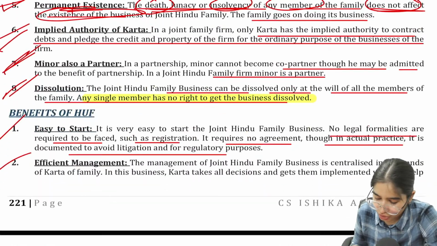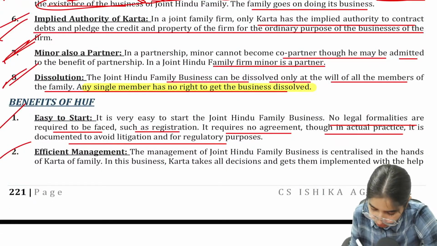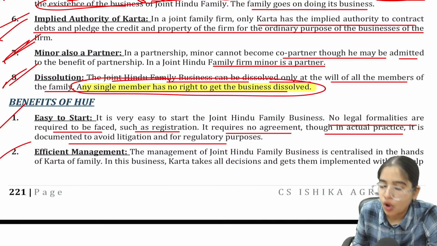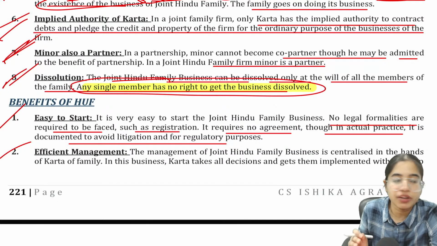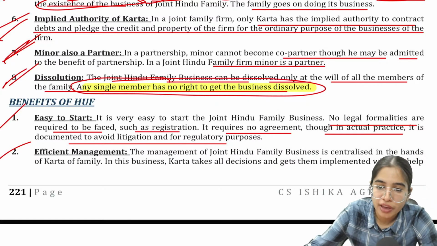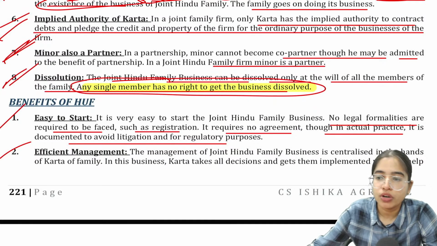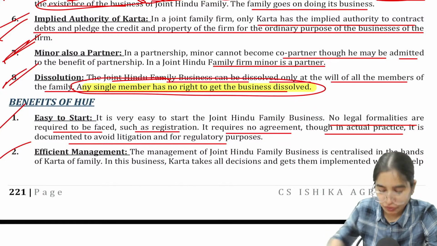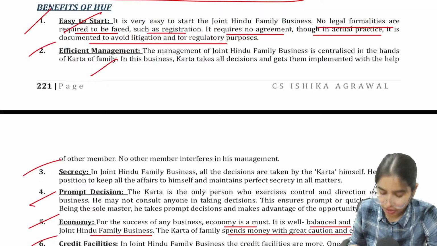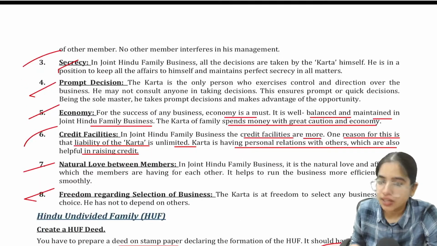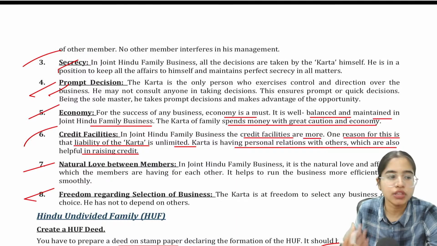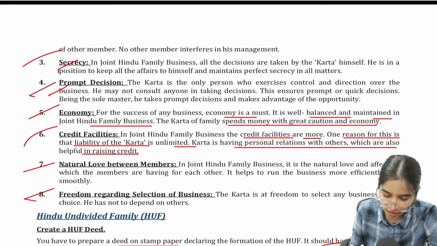Next is dissolution. If any single member wants to, can they dissolve the HUF? The answer is no. If any single member wants, they cannot dissolve the HUF. It can be dissolved only with the consent of all the members of the family. What are the benefits of HUF? Easy to start, efficient management. There is proper secrecy since only Karta manages the business. Prompt decision, since Karta can take the decision without discussing with any other person.